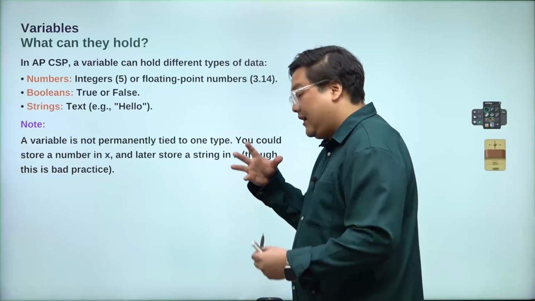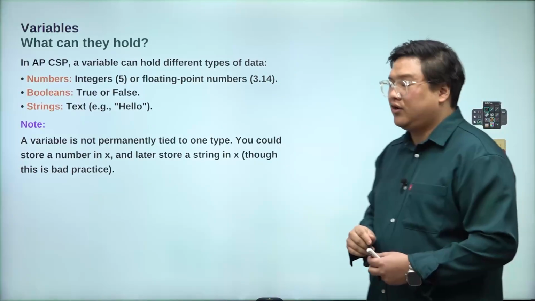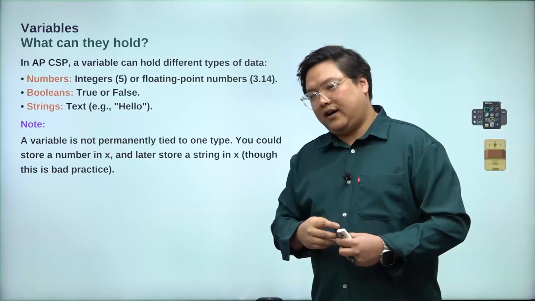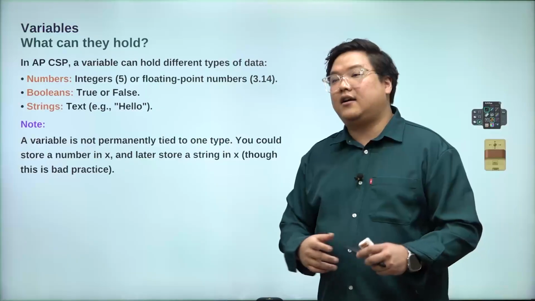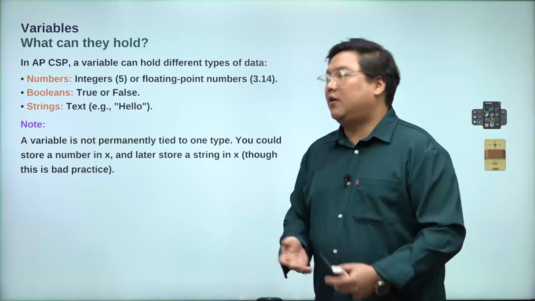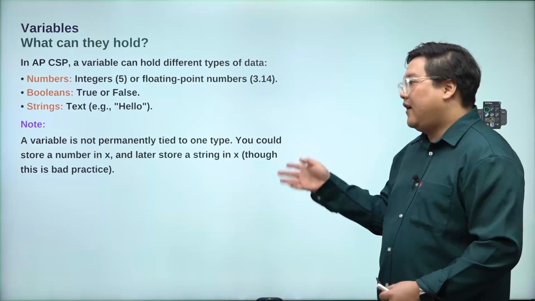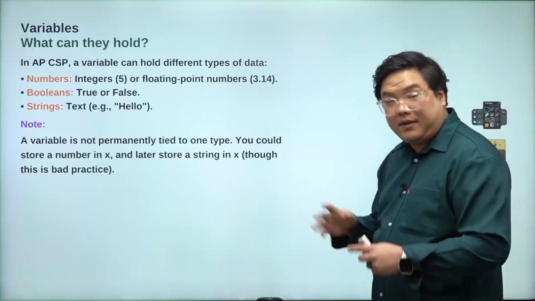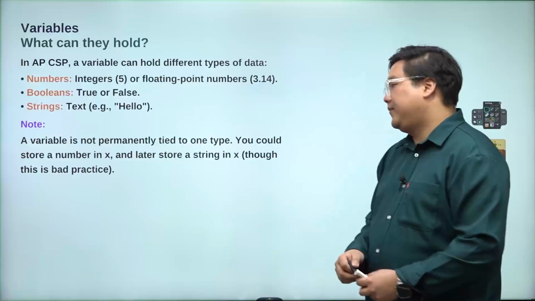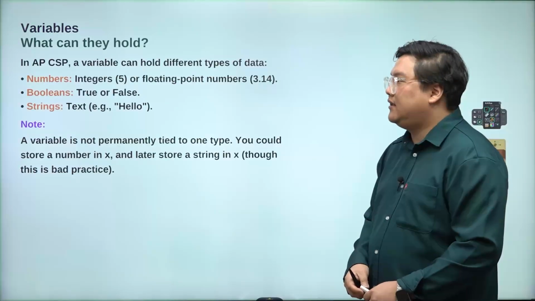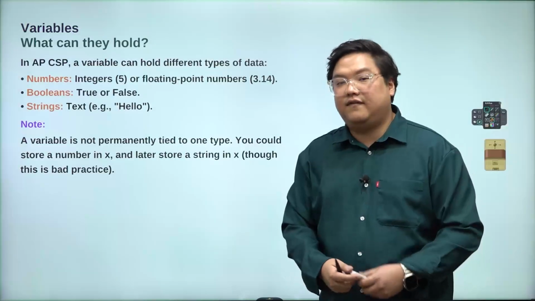So in the APCSP MCQ exam, a variable can hold different types of data, including numbers, booleans, and strings. If this was Java, it would be the basic primitive types. So numbers, booleans, and strings. And a variable is not permanently tied to one type here. Okay, you could store a number in X and then later change it to a string. Although you wouldn't really want to do that, like if you create a variable, then it should continue to hold that specific type throughout.